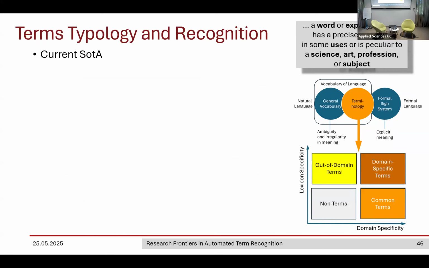By recalling this picture about the place of a term in a language and the typology of terms. A term is a word or expression that has a precise meaning in some uses or is peculiar to a science, art, profession, or subject. This is the current state of the art. I mean, those two diagrams.